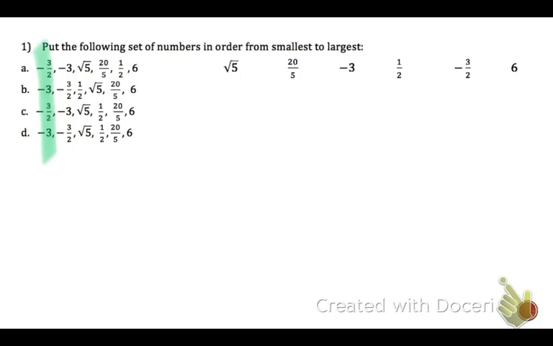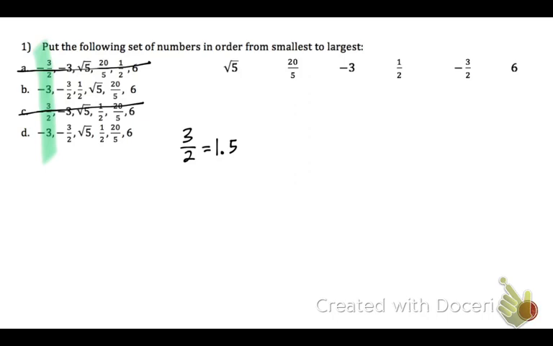Maybe we can decide which of these between -3/2 or -3 is smaller. 3 is a bigger number than 3/2. 3/2 is the fraction 1.5. So we know that -3 is smaller than that. So I can cross off answers A and C.